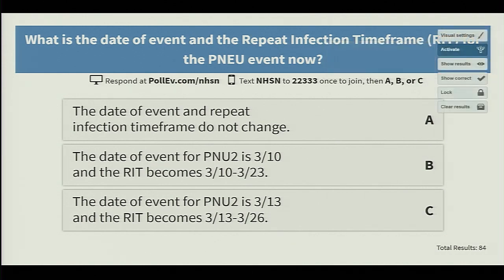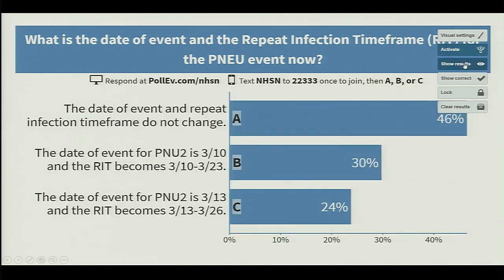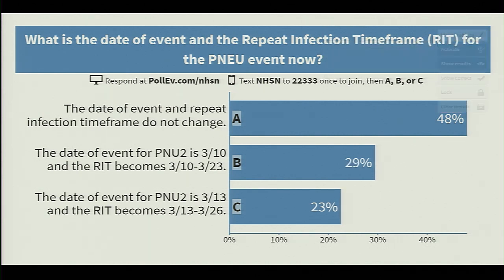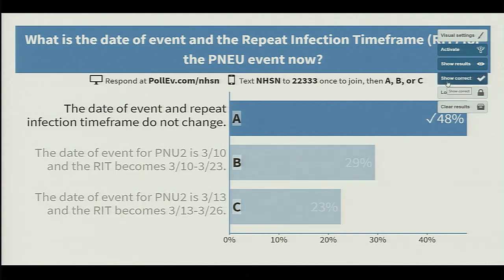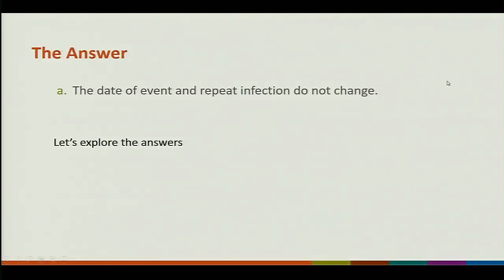All right, let's see what we have. We're split again. This is a good case. Almost half of you think that it's A, the date of event and the repeat infection time frame do not change. And then the other 50% is split. And the good news is that the 48% are correct. So the repeat infection time frame and the date of event do not change.